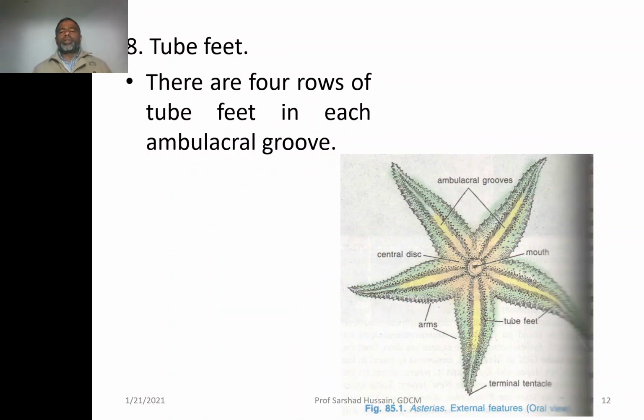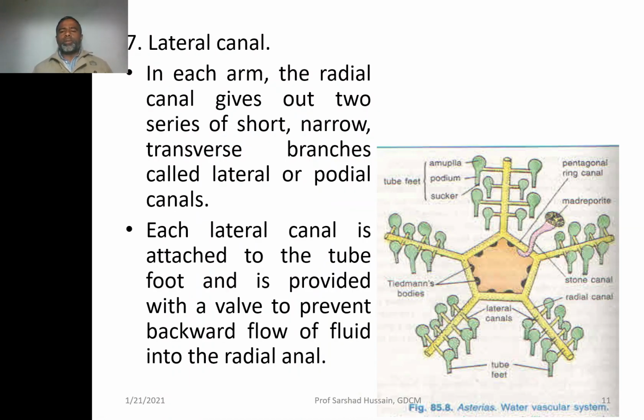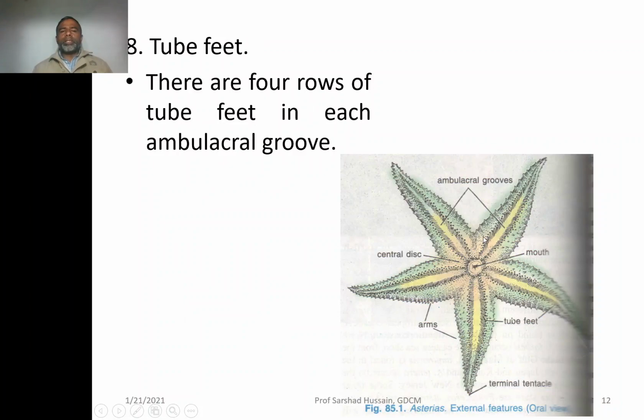Then the tube feet. These tube feet we have already shown to you. There are 4 rows of tube feet in each ambulacral groove. This groove is called the ambulacral groove. So each arm has 4 rows of tube feet: 4 rows, 4 rows, 4 rows, and 4 rows.